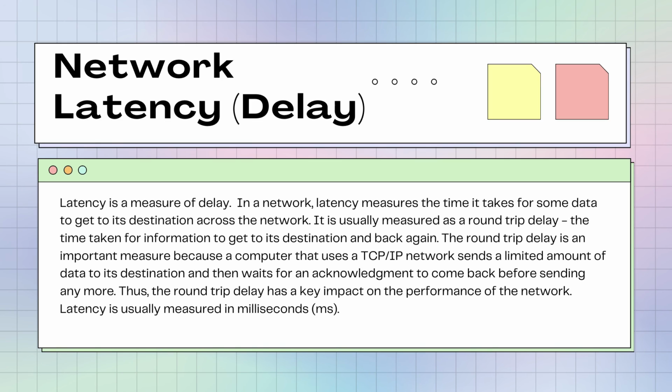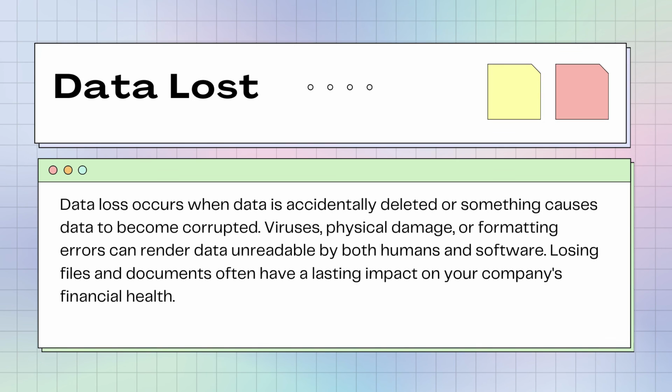The round-trip delay is an important measure because a computer that uses a TCP/IP network sends a limited amount of data to its destination and then waits for an acknowledgement to come back before sending any more. Thus, the round-trip delay has a key impact on the performance of a network. Latency is usually measured in milliseconds.